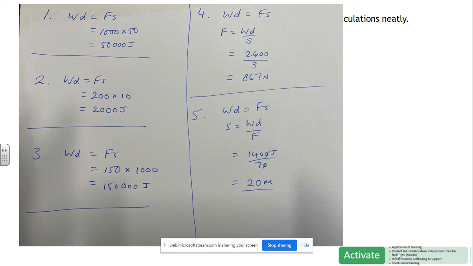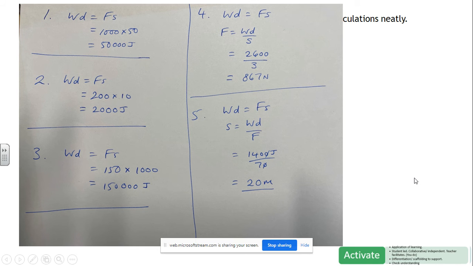Notice how I followed the steps, particularly in 4 and 5, where I've written down the formula, then I've rearranged it, then I substituted the numbers, and then I've calculated the answer and added units. So your answer should look like that. If they're not set out like that, you're not doing it right. Follow this procedure.